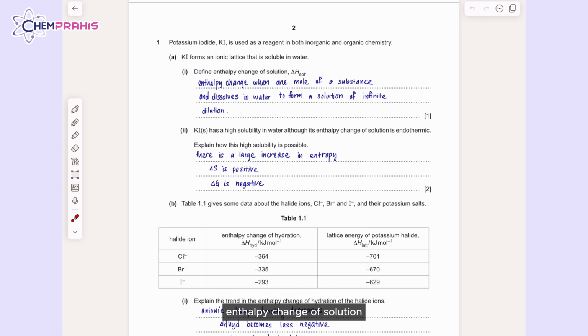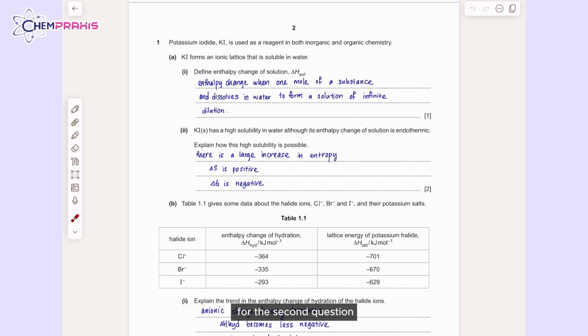Enthalpy change of solution, the keywords that we are looking for. First one is enthalpy change. 1 mole of a substance dissolved in water, infinite solution or solution of infinite dilution. These are the keywords that we want.